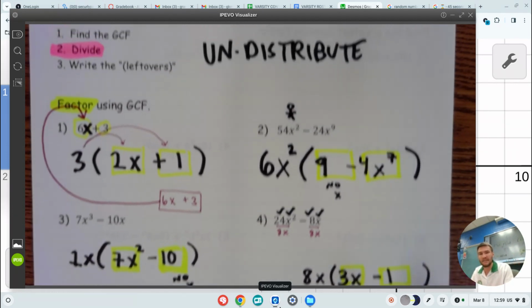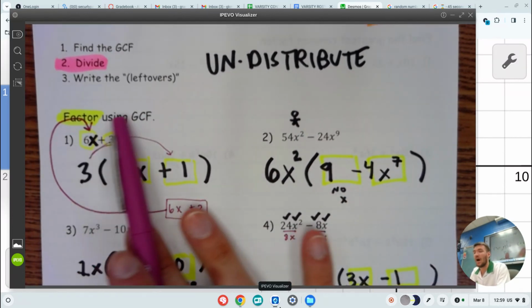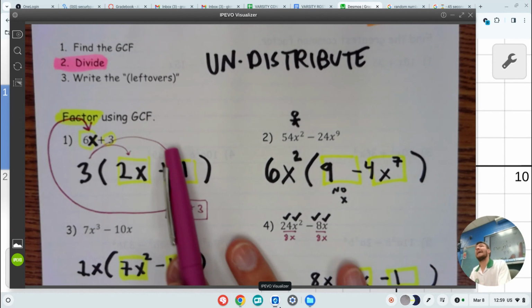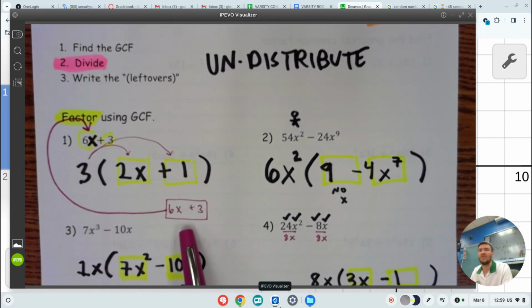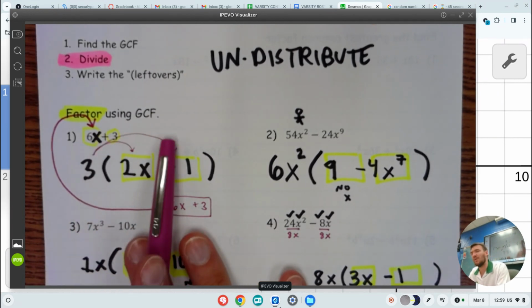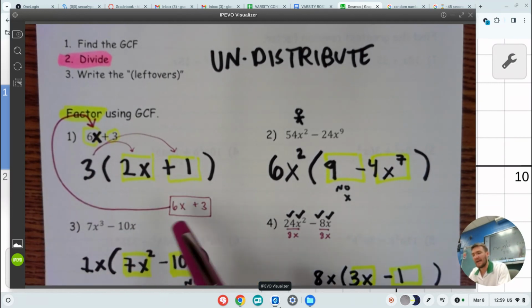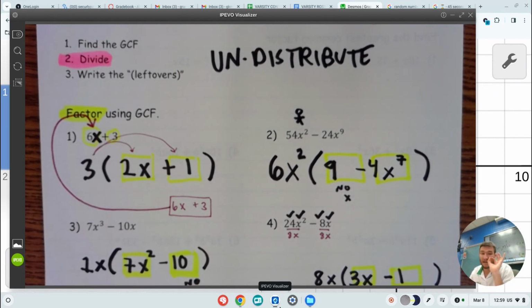So because we are undistributing, if you undistribute and distribute, you're going to be right back where you started, right? Nothing's going to happen. So if you undistribute, pull the 3 out, and then redistribute, put the 3 back, and you make a perfect circle, that means you did it right. This is a good way to check your answer.